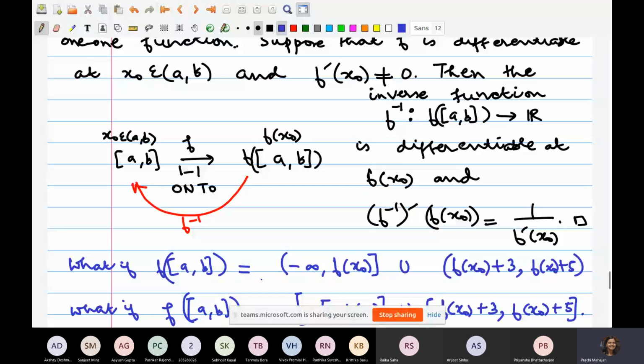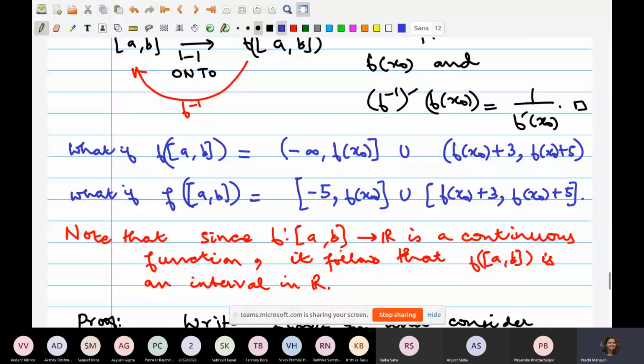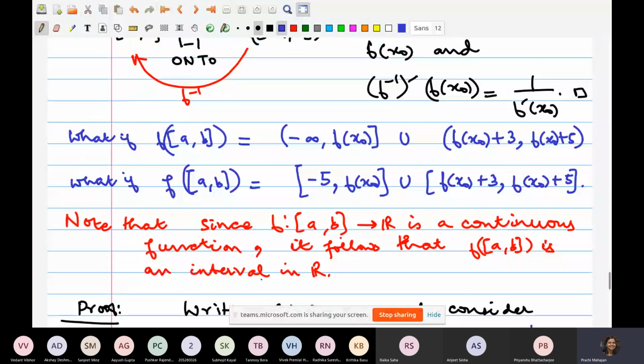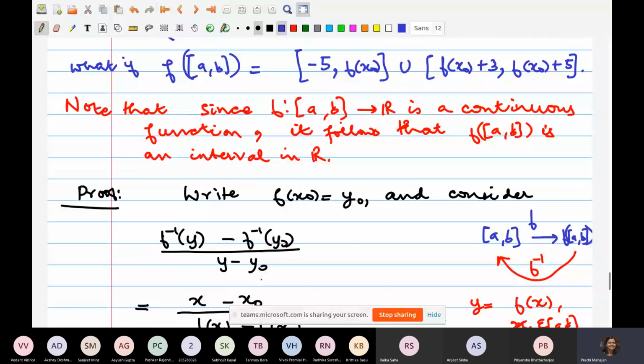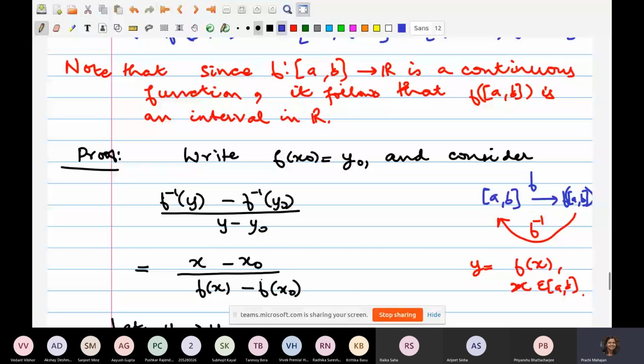That's what we discussed last time. That is because f is a continuous function, and a continuous function always takes intervals onto intervals. A continuous function takes connected sets onto connected sets. In particular, the range of f is an interval containing the point f of x naught. So we can talk about whether or not the inverse function is differentiable at the point f of x naught. To consider this, let's write f of x naught as the point y naught.